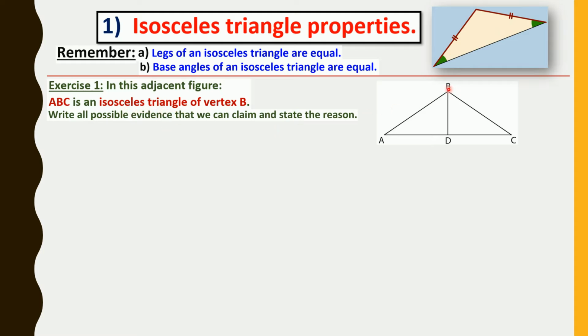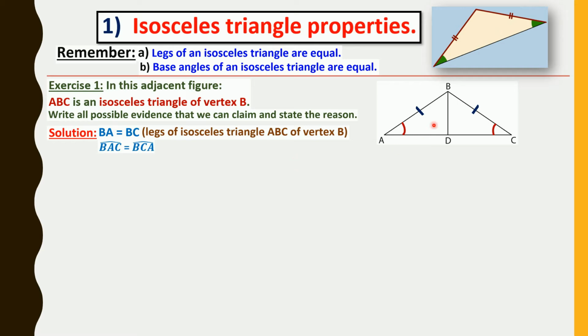We can claim the fact that BA equals BC because they represent the legs of this triangle, and angle BAC equals angle BCA. These are the two base angles in this isosceles triangle, and they are equal. Solution: BA equals BC, but since it's not a straightforward evidence, it's deduced from the properties of the isosceles triangle. So the reason here is not given, because they represent the legs of the isosceles triangle ABC. We need to mention the triangle and mention its main vertex of vertex B.